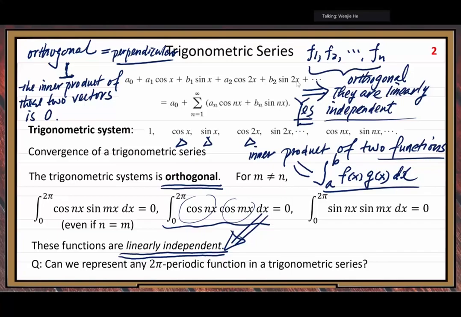They must be linearly independent. We can use the definition. We can use the contrapositive method. Apply the definition of linear independence. Let's assume they are linearly dependent, and we get a contradiction. We apply the orthogonal property of these functions. We can get a contradiction. Then your assumption is wrong, so they must be linearly independent.